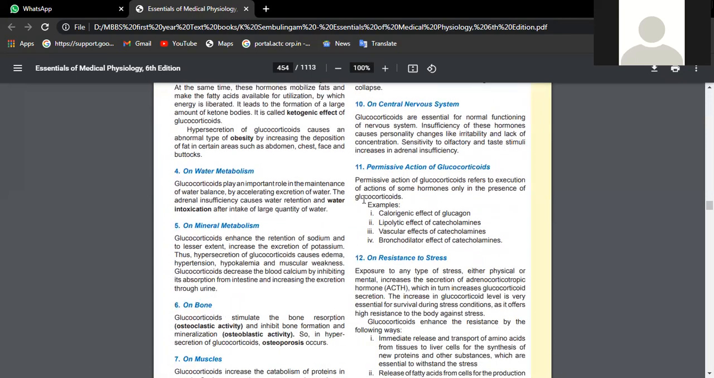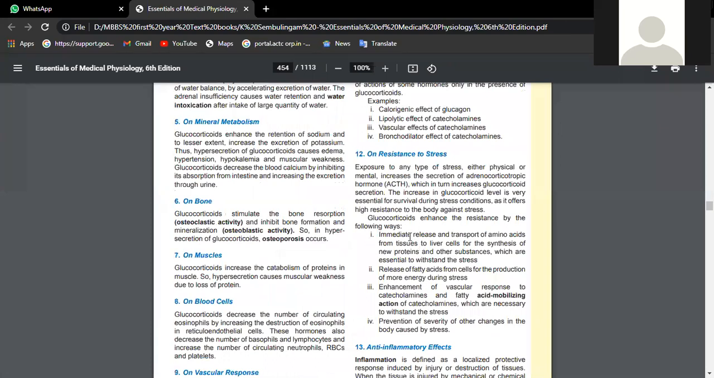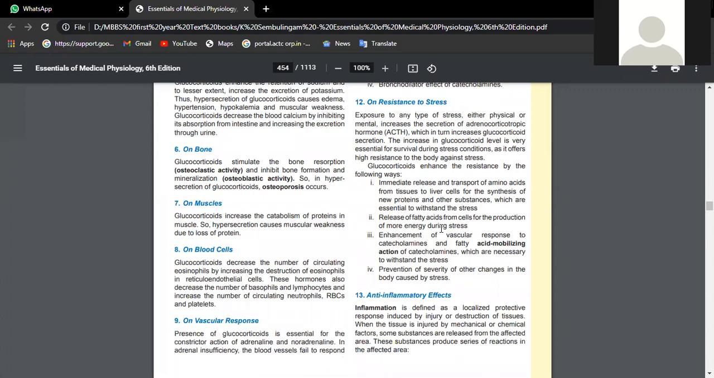Then it is also helping the other hormones to work easily, like glucagon and catecholamines. Like glucagon, the calorigenic effect is enhanced. The lipolytic effect of catecholamines, vascular effects, and bronchodilator effects of catecholamines are more facilitated in the presence of glucocorticoids. They are also very important to withstand stress. We are able to work under stress because of the continuous availability of glucose, which is provided by all the above mechanisms of glucocorticoids.